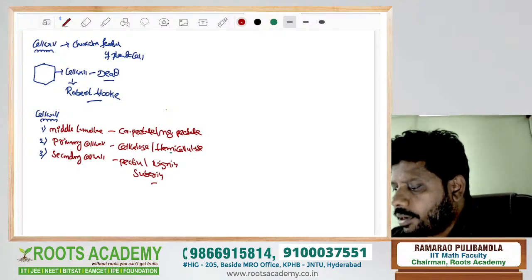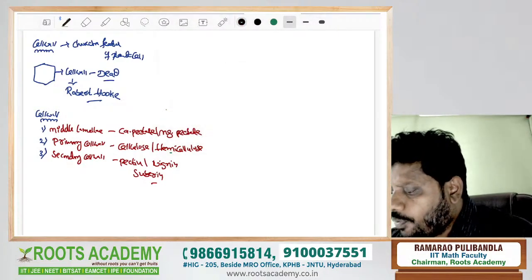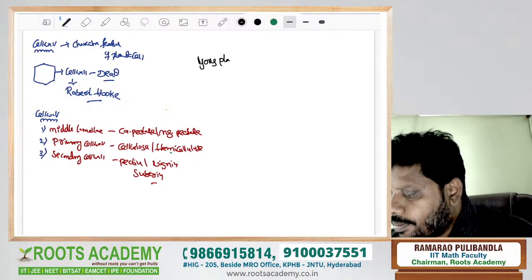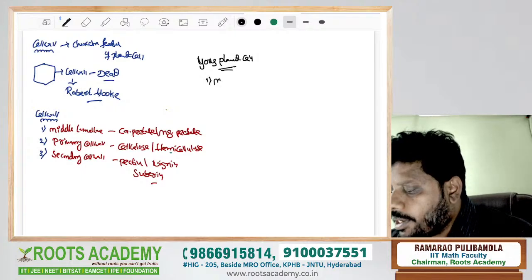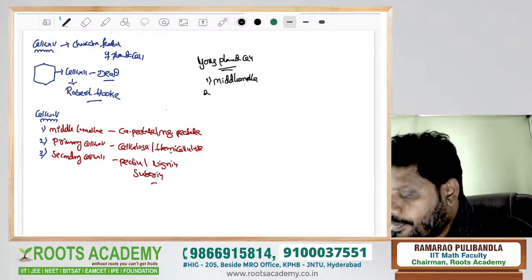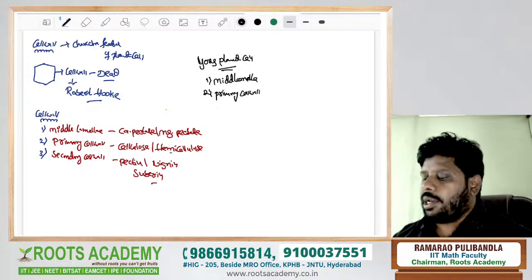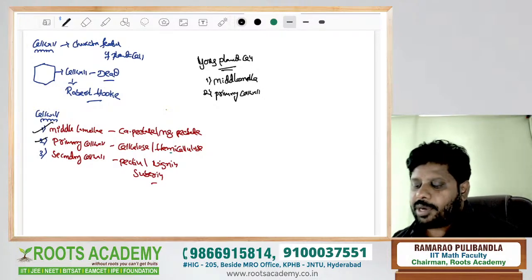See, listen, for example, if you take one young plant cell, in that only 2 layers are present, which include the middle lamella and the primary cell wall. In case of a young plant cell, the middle lamella and primary cell wall are present.